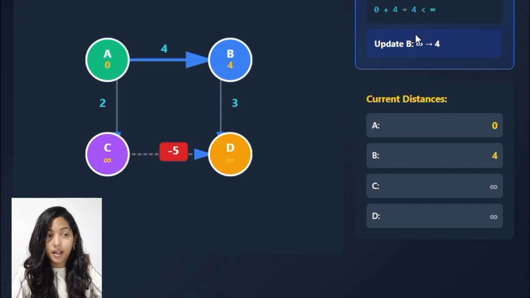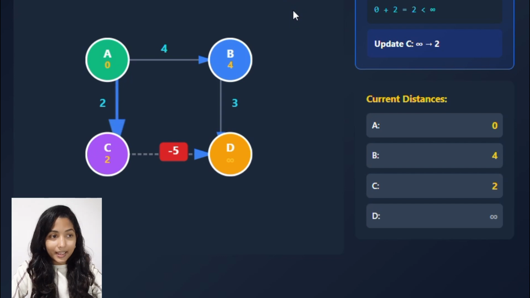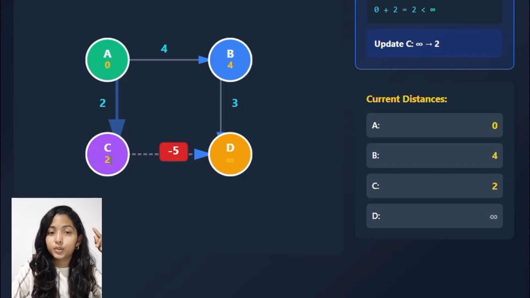We found a path. Next we check edge A to C. The current distance to A is 0, the edge weight is 2. The new distance to C equals 0 plus 2, which is 2, and 2 is less than infinity, so we update C from infinity to 2.